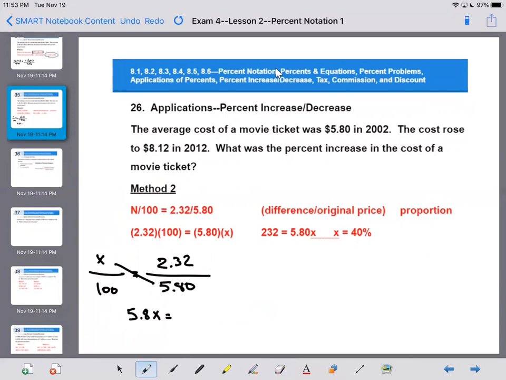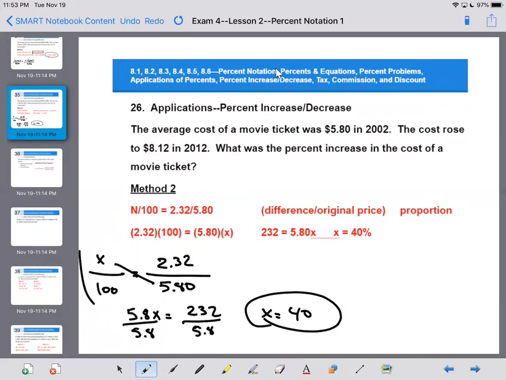And then 2 and 32 hundredths multiplied by 100 would be 232. And when you take 232 and divide it by 5 8/10, it's going to take you directly to what the percentage is because you made it a proportion. You put it divided by 100. So it takes you directly to that percent value.